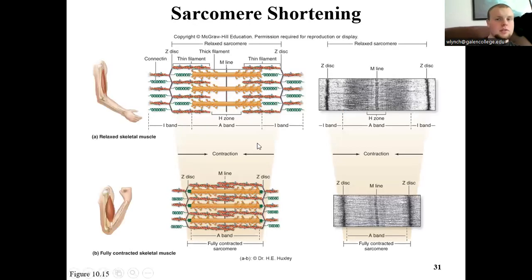All right, so here's a sarcomere shortening example. This sarcomere up here is relaxed. We have all of our zones present. Everything is open and everything is able to be seen.